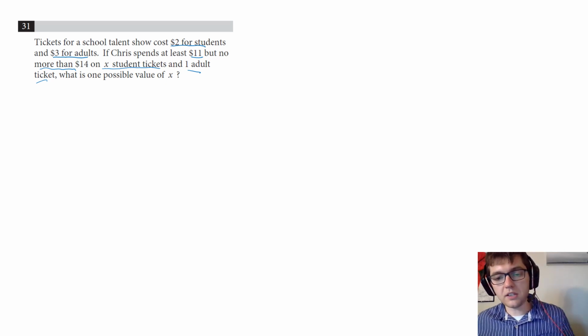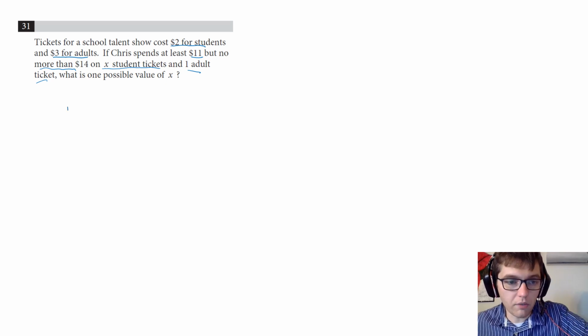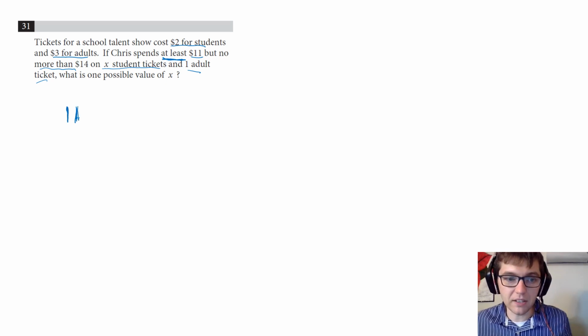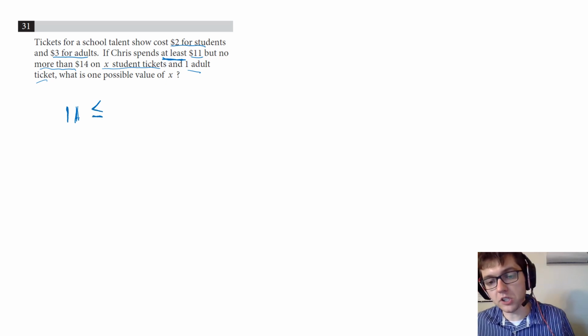So problems like this, they're setting you up. You have the total amount spent. You have a total of $11 spent, and you know that at least that was spent. So you're going to be setting up an equation, number of adult tickets, number of student tickets for what he spent. But the total spent is $11, and he spent at least that, which means 11 is less than or equal to the amount he actually spent, which is the equation we're going to set up.